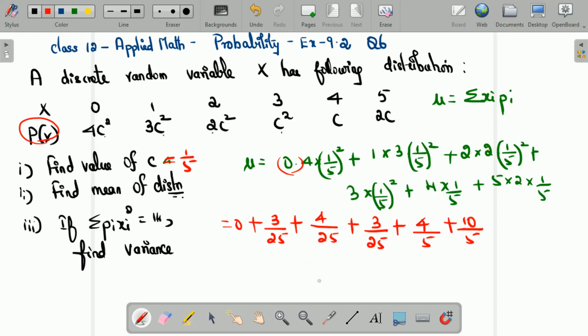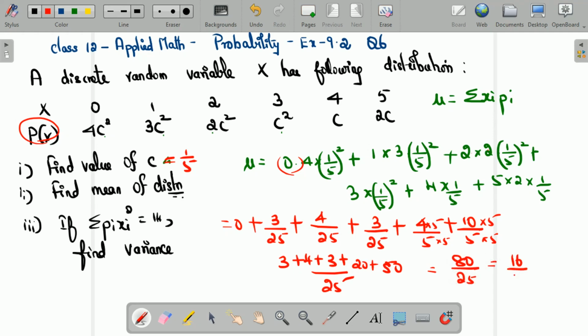Now you take LCM. So the LCM is going to be equal to 25. So 3 plus 4 plus 3, and here into 5, so this is 20. Similarly, there is into 5, so this is going to be equal to 50. So if you simplify, 50 plus 20 is 70, 73, 77 and 80. 80 divided by 25, simplest form 16 divided by 5. So the mean of the distribution is going to be 16 divided by 5.